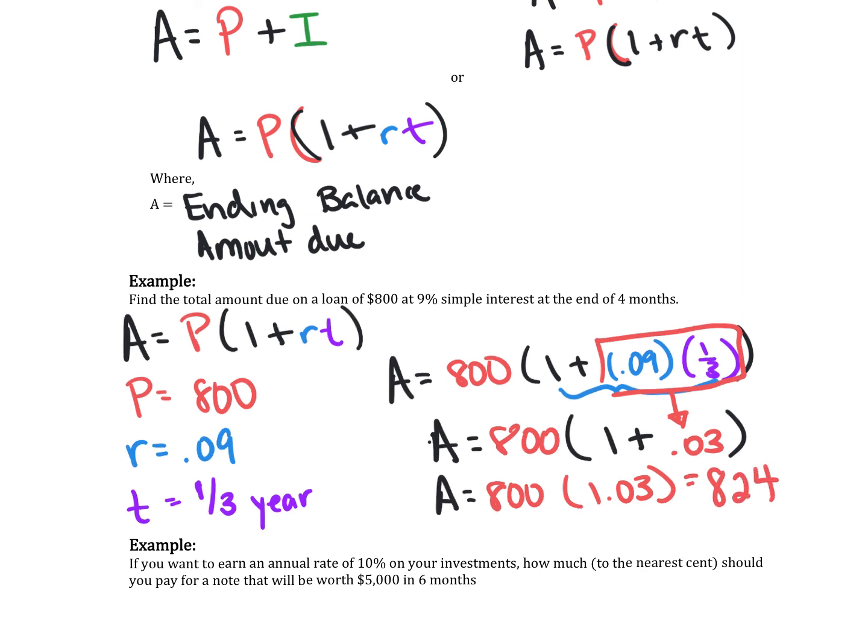And if you want to, you can actually calculate simple interest first. And simple interest would be just 800 times the rate, 0.09, so 800 times 0.09 times 1/3. If you do that, you get 24. And all you're doing is adding the 24 back to the amount that you already owed.